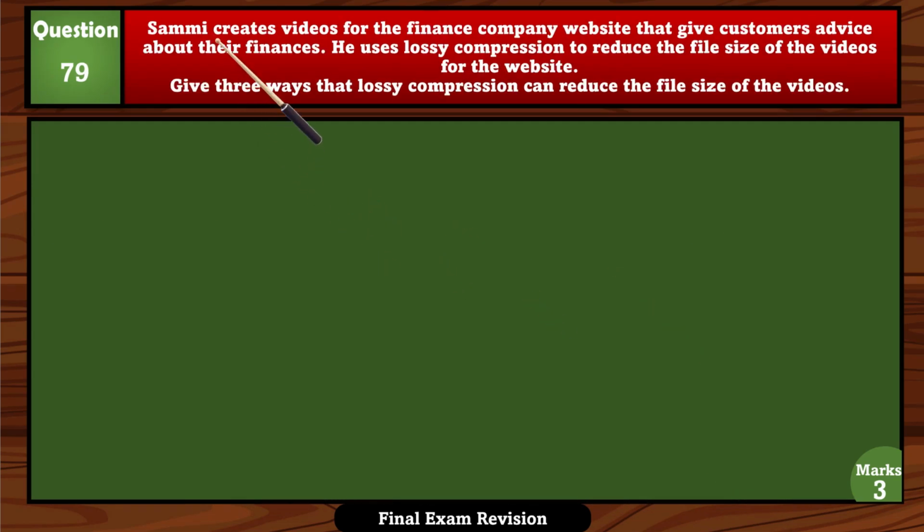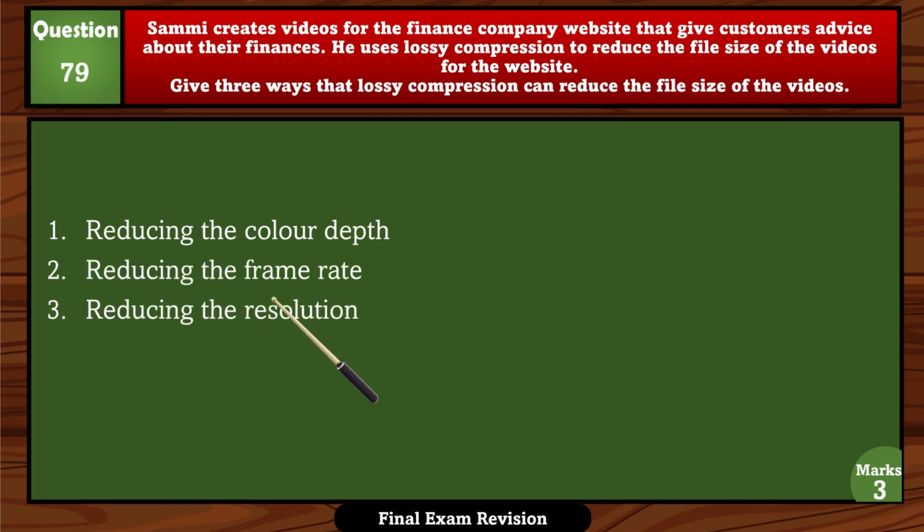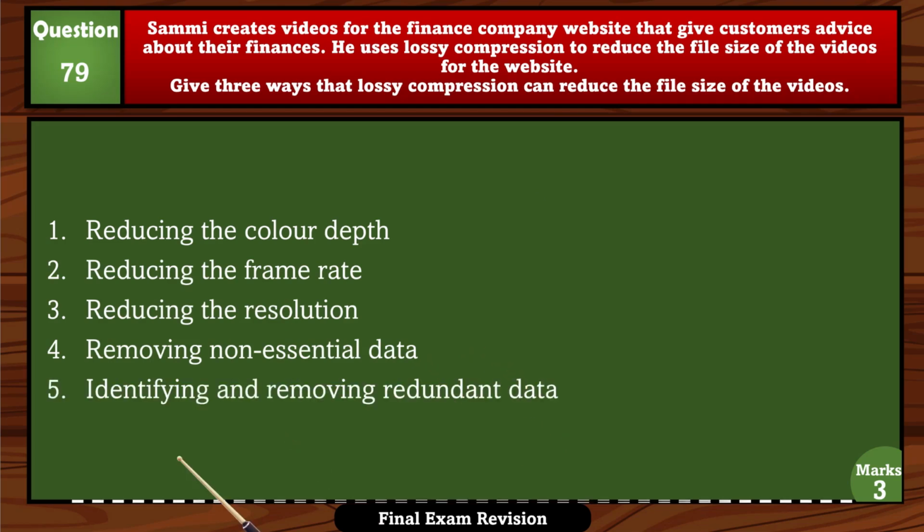Question 79. Sandy creates a video for the finance company website that gives customers advice about their finances. He uses lossy compression to reduce the file size of the video for the website. Give three ways that lossy compression can reduce the file size of the video. So it reduces the file size by reducing the color depth of the video, reducing the frame rate, reducing the resolution, removing the non-essential data, identifying and removing redundant data.